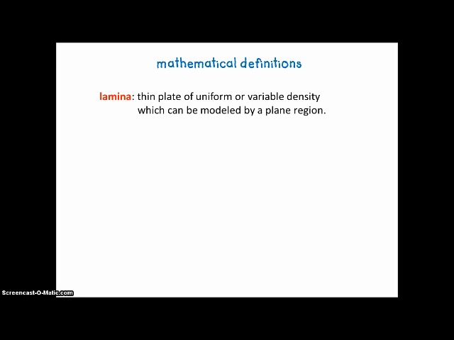Mathematical definitions from your text. A lamina is a thin plate of uniform or variable density which can be modeled by a plane region. Density: I use delta of x comma y. Mass is defined as the double integral over the region of the density with respect to the area.